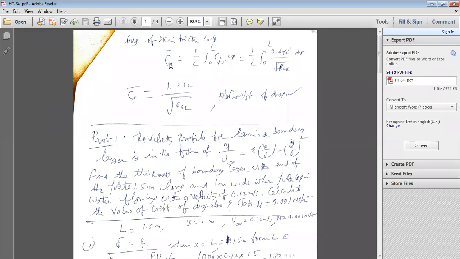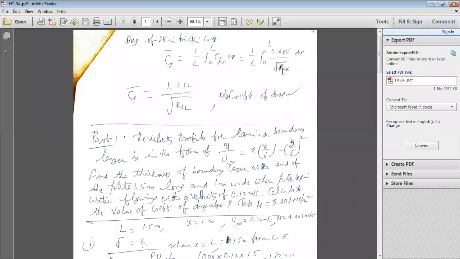Average skin friction coefficient on flat plate can be calculated or can be derived. Otherwise, average skin friction coefficient CF bar can be derived by integrating CFX from 0 to L, CFX dx. So integral of 0 to L CFX dx divided by L. That is equal to 1 by L integral of 0 to L. But what is CFX value? Local skin friction coefficient. Yesterday we derived that one. That is equal to 0.646 divided by square root of Rex dx.